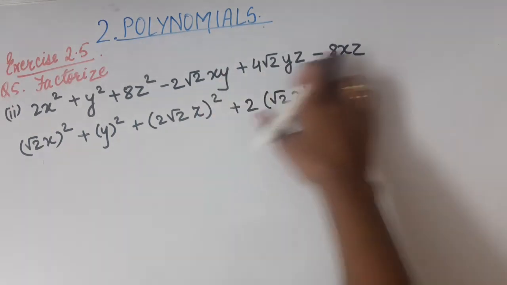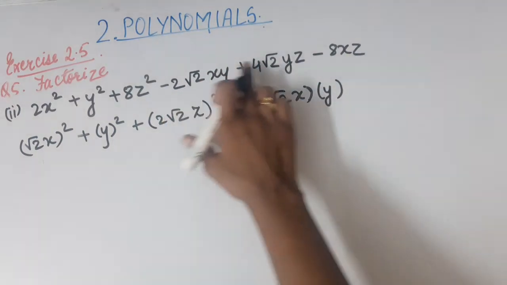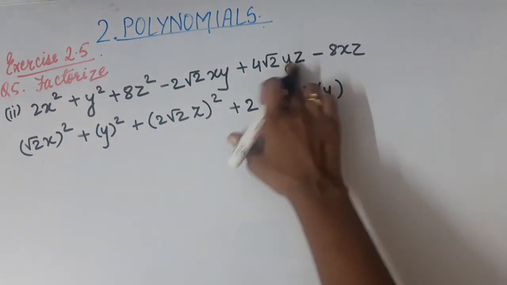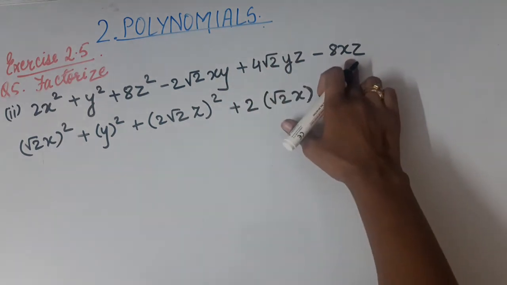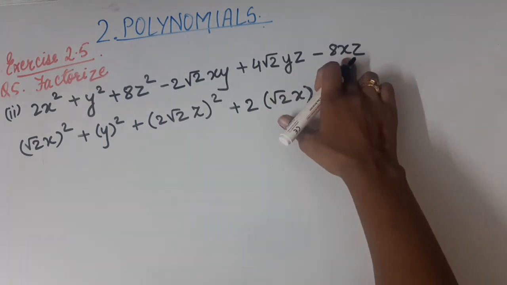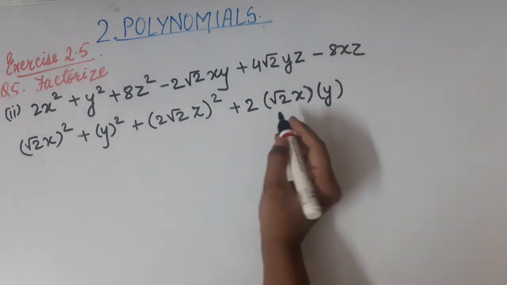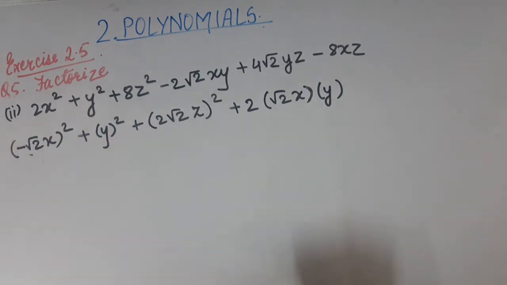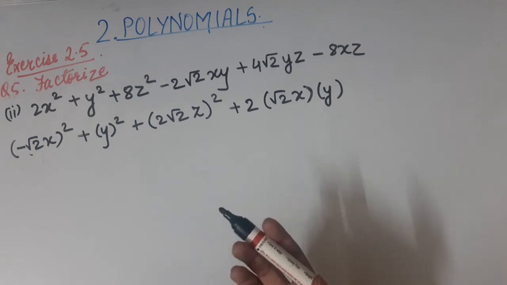Now check here. Here this is 2ab, this is bc. So b and c are positive, bc, and here ac. Here c is positive, so here what is remaining? A. So that means a is negative. So this I will write it as minus root 2 x whole square. I will get plus 2 x square.